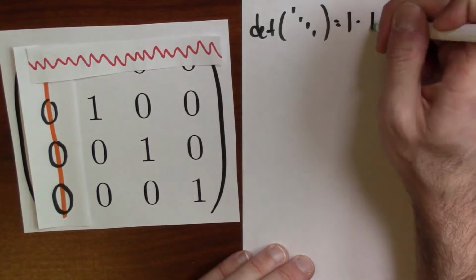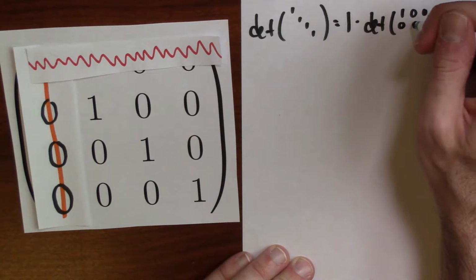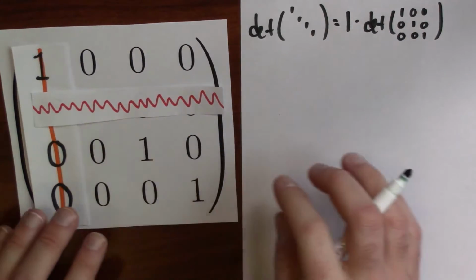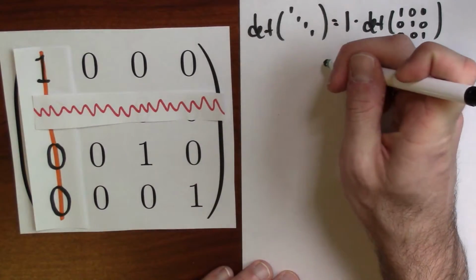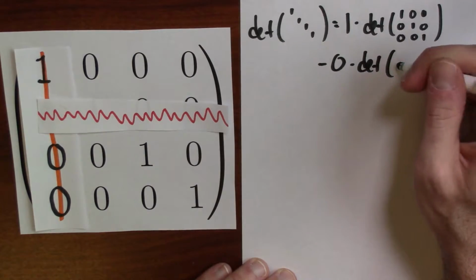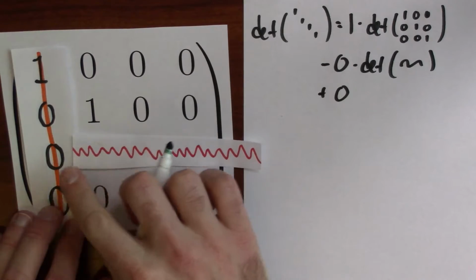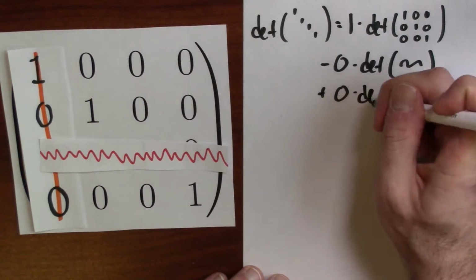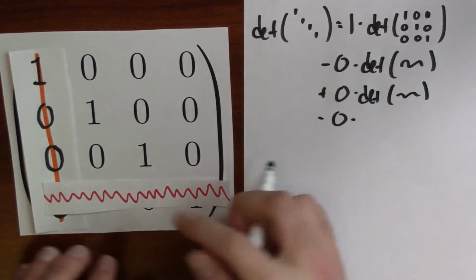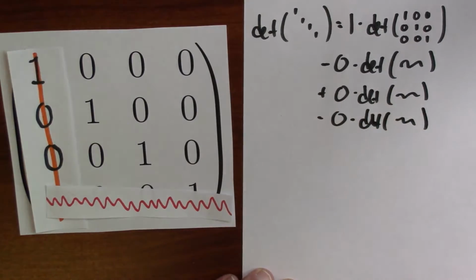So it's 1 times the determinant of what's left over, which is 1, 0, 0, 0, 1, 0, 0, 0, 1. And then I cross off the second row and still the first column, and I'm going to subtract 0 times the determinant of what's left over, and I'm going to add 0, because that's a 0 there, times the determinant of what's left over, and I'm going to subtract 0, that's this entry here, times the determinant of what's left over.